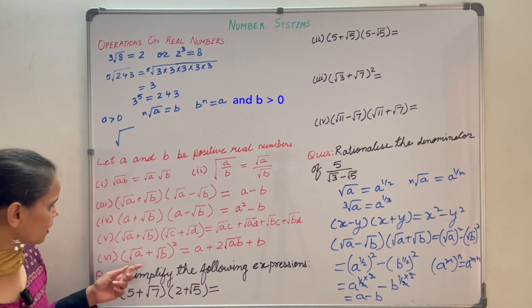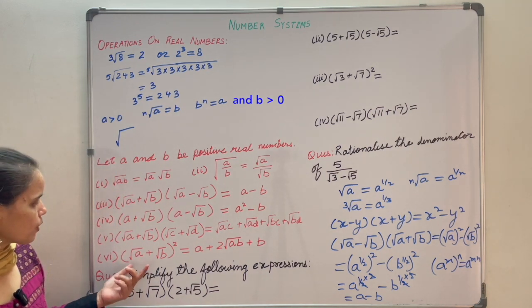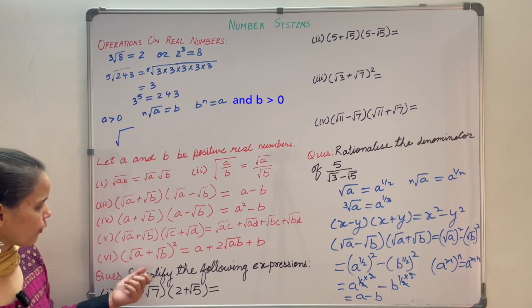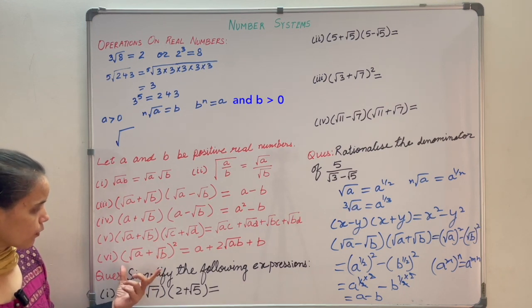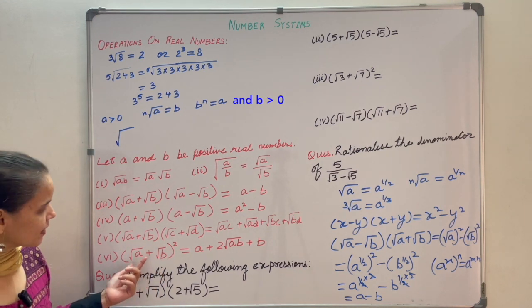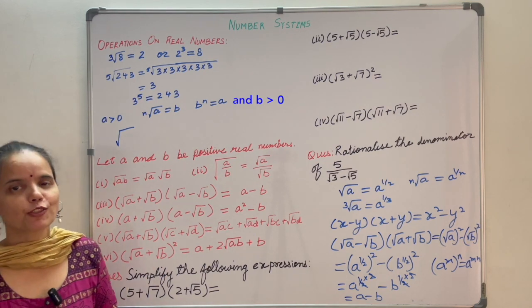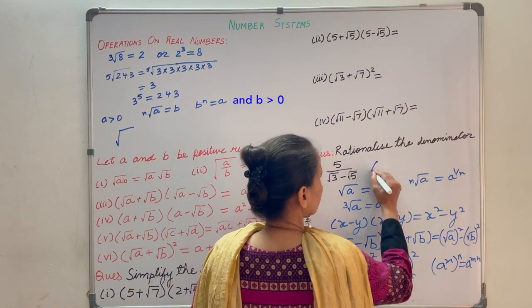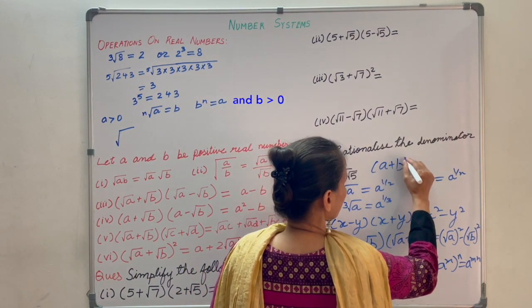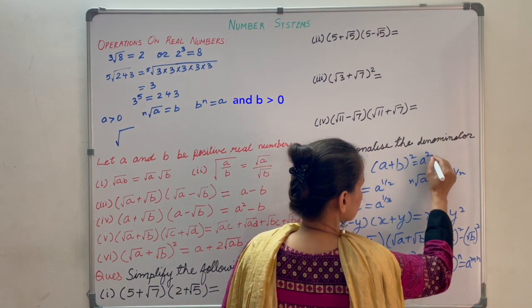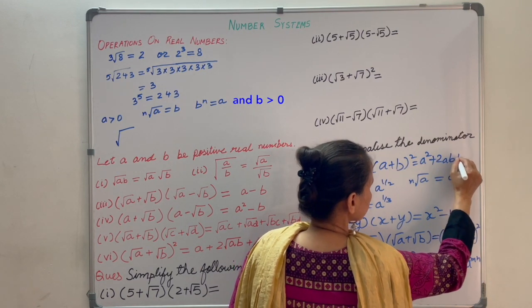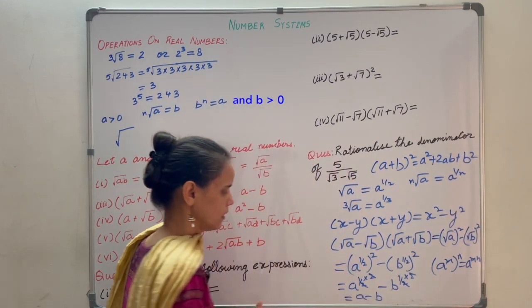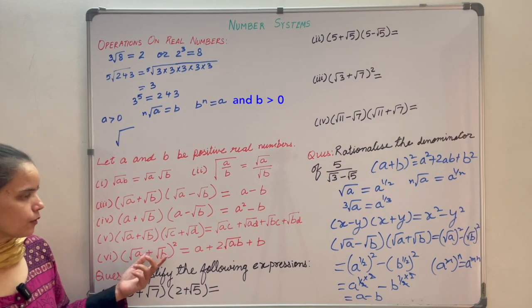Let us move on to the last identity. Here you have, inside the brackets, square root of a plus square root of b, and you have to take the whole square. Here also you can use one identity which you have used in your earlier classes, that is (a + b) whole square is equal to a square plus 2ab plus b square. Let us do the same thing here.